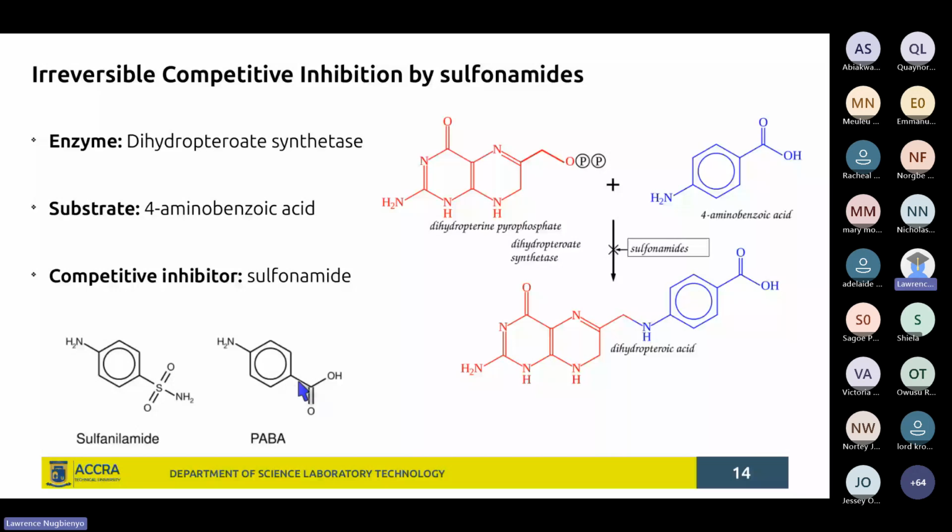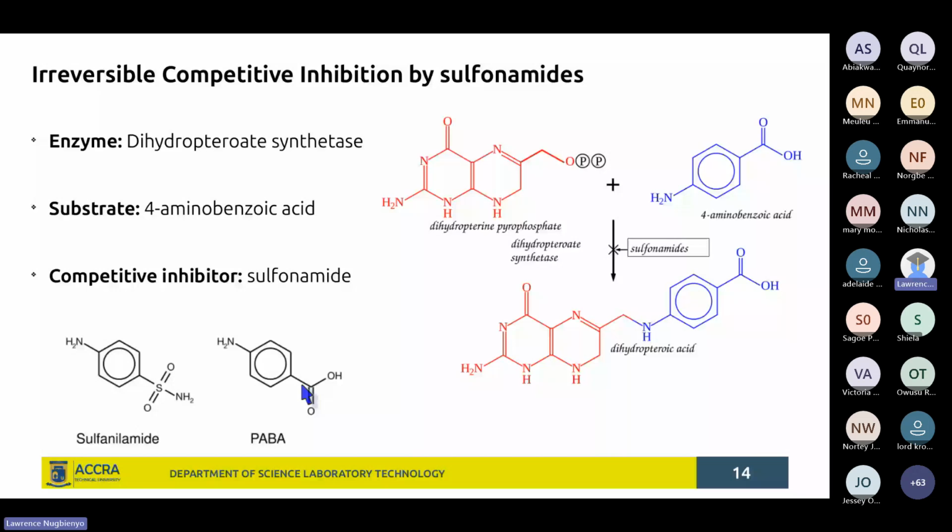so that you have no synthesis of the tetrahydrofolic acid occurring. And once you don't have synthesis of tetrahydrofolic acid occurring, then of course that is going to disrupt the growth of the bacterial cells. It's not going to result in the death of bacterial cells, but it's going to inhibit growth.